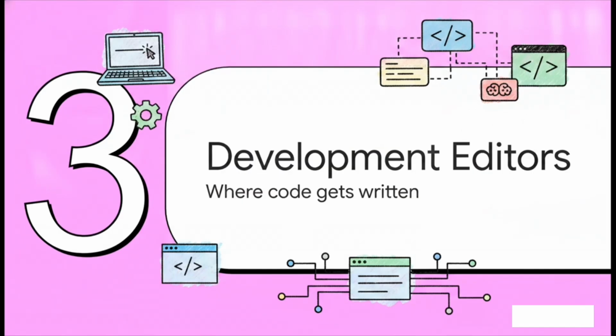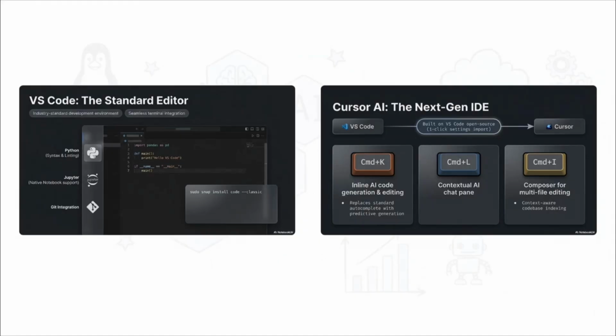All right, let's level up to Section 3, Development Editors. These are the dedicated interfaces where you'll actually be writing your code. On the left, we have VS Code, which remains an incredible industry standard with phenomenal extensions for Python and Jupyter. But on the right, that's Cursor AI, and it is the next-gen IDE you absolutely should be looking at for 2026. What is it? Cursor is actually a fork of VS Code, but it's built entirely around AI from the ground up.